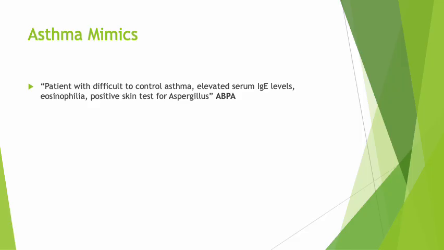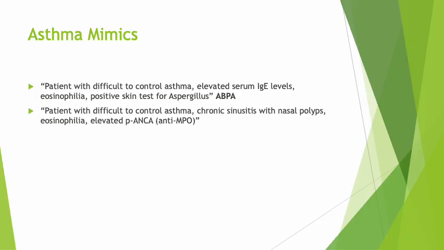So just thinking about some things that can mimic asthma, we already mentioned that ABPA could be something that mimics asthma if you have difficult to control asthma with that aspergillus skin test. What if someone has difficult to control asthma, they also have chronic sinusitis, and then you notice that they have this elevated P-ANCA? This one is going to be our eosinophilic granulomatosis with polyangiitis, or EGPA. You may have also learned it through the name Churg-Strauss.